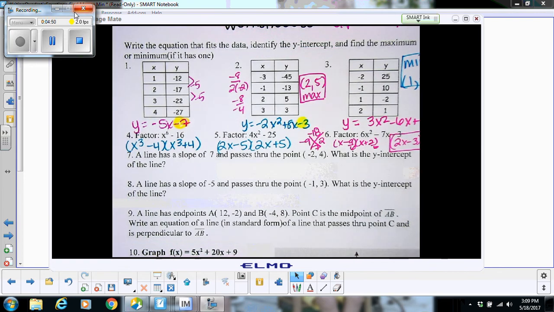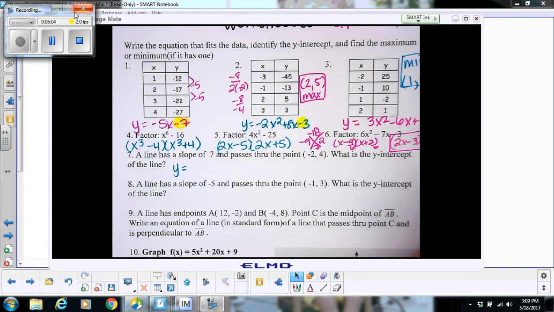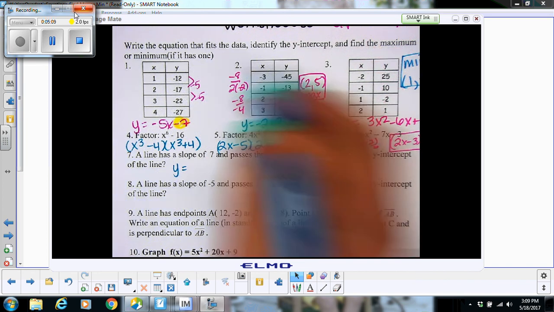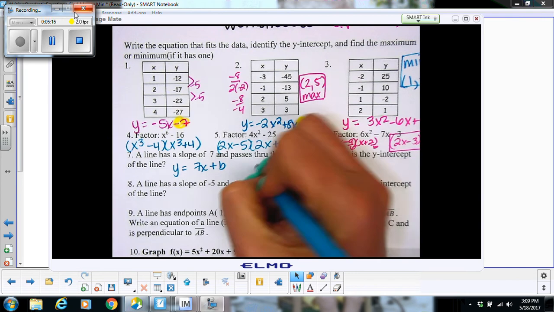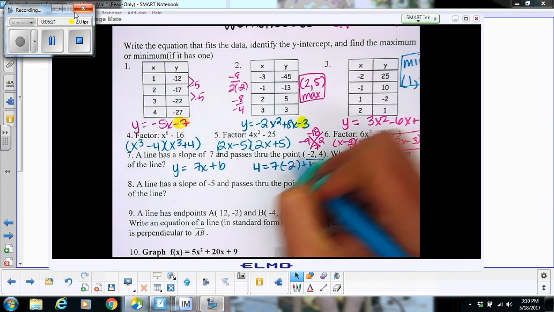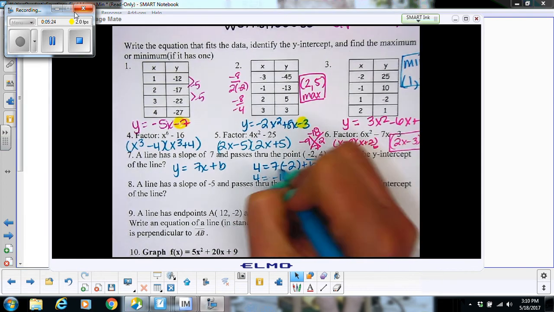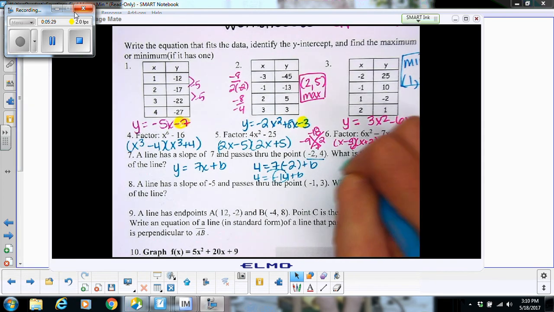Number 7, we talked about y-intercepts in class today for a different reason, but we talked about them. A line has a slope of 7 and passes through the point -2, 4. What is the y-intercept of the line? So we're going to write the equation first. Y equals 7x plus, and we don't know our y-intercept. But we have an ordered pair here, so it's going to be 4 equals 7 times -2 plus b. So 4 equals -14 plus b, and when you rearrange, your y-intercept, or your b, is going to be 18.